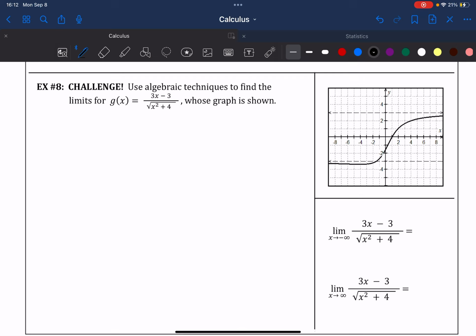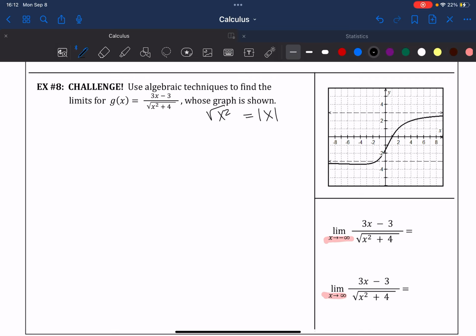So we're going to do the same thing we did before, where we look at the highest degree in the denominator. In this case, that degree is 2. So what we're going to divide by is the square root of x squared. Well, the square root of x squared is the same as saying the absolute value of x, because x could be positive and x could be negative. Okay?